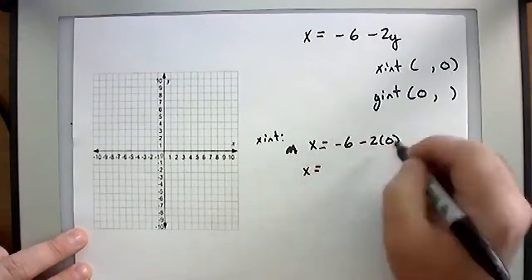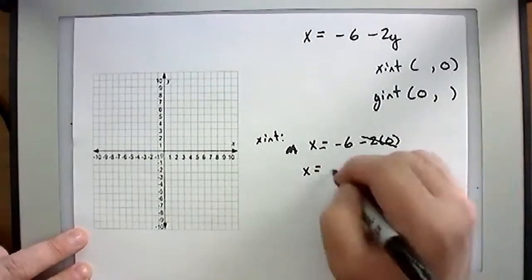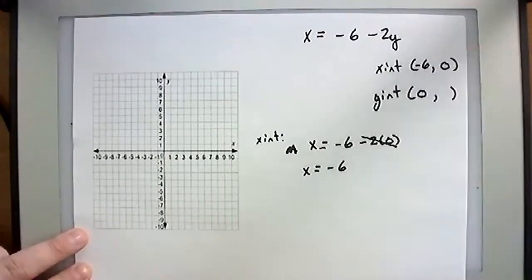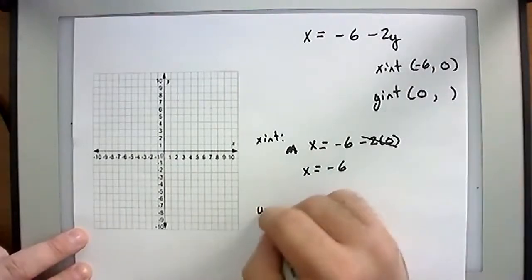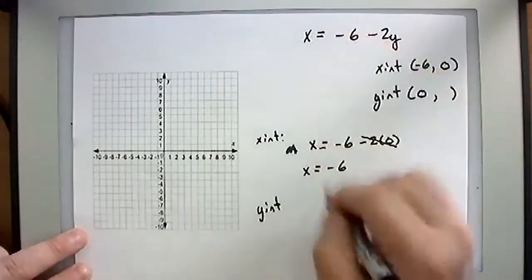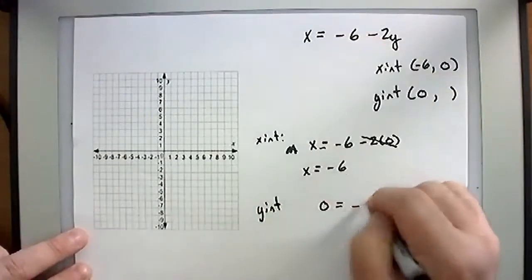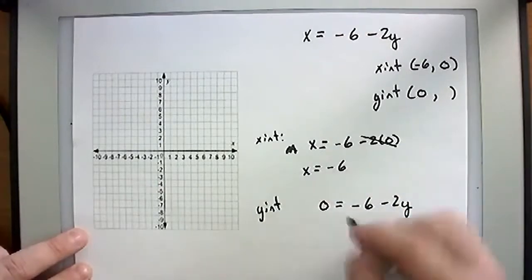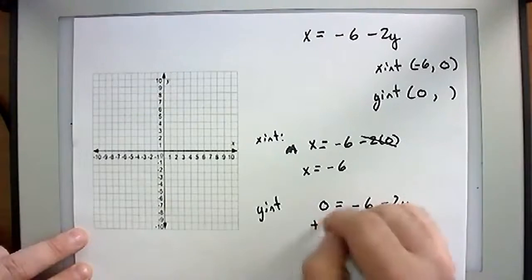So x equals -2 times 0 is just 0. So x equals -6. That one was nice and easy. Now the y-intercept, we know that the x is 0. So I'm going to put in 0 for x. And then how you solve this is up to you. You can move the 6 or the 2y. It doesn't matter. I'm going to go ahead and just move the 6 because it's in the front.